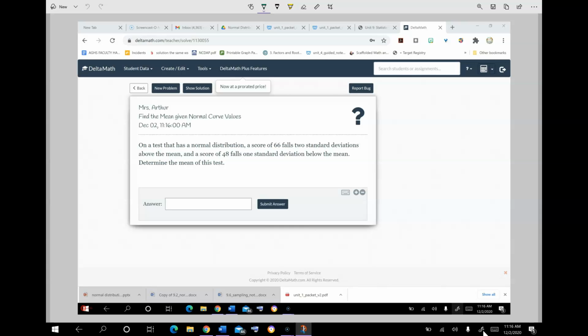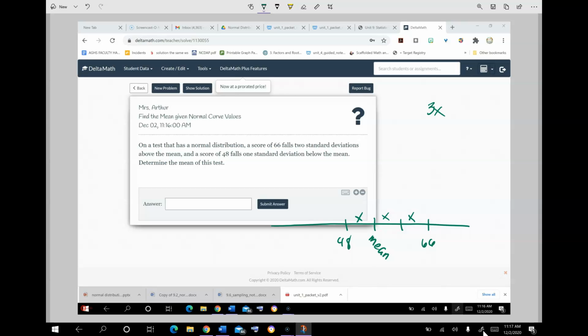Okay, so here we go. We're going to draw the line, okay? So my mean is right here in the middle. It says 66 falls 2 standard deviations above the mean. So 1, 2, and that's 66. Remember, your standard deviation is unknown, so it's x, okay? And then the 48 falls 1 standard deviation below. So 48 is going to go here. So these are 3 standard deviations away from each other. That's where the 3x comes from.